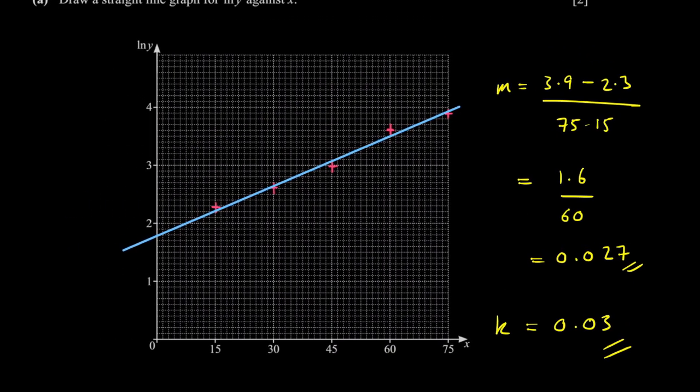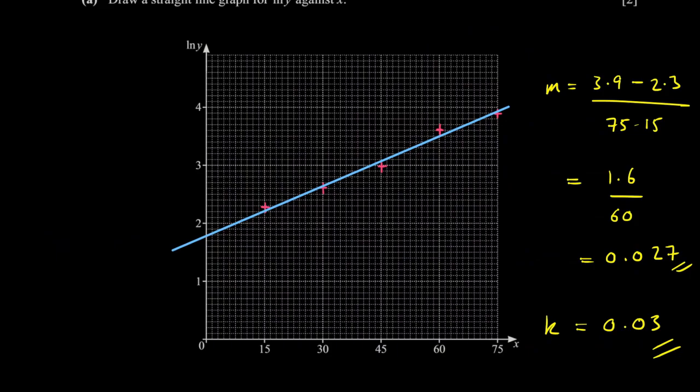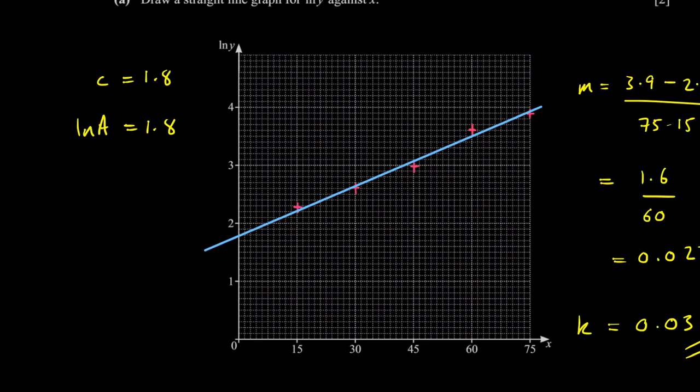What else did I say? I said that the y-intercept is going to be equal to ln a. So what's that y-intercept there? That looks like 1.8. So I'm going to say my y-intercept is equal to 1.8, and therefore ln a is equal to 1.8. And so if I want to find a, it will be equal to e to the power of 1.8. So let's put that into the calculator. I've got e to the power of 1.8, and I get 6.049. So I guess probably can say 6.